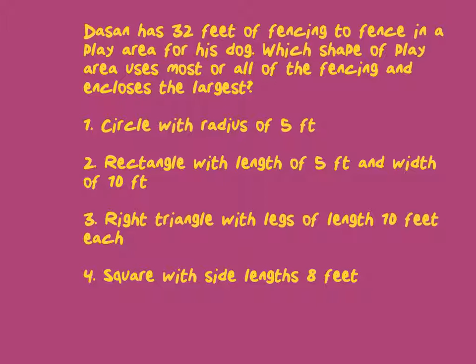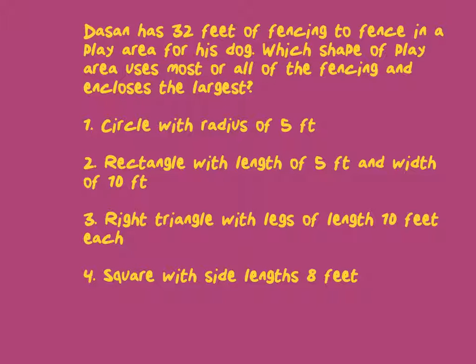Now you get to do the same thing. Dasan has 32 feet of fencing to fence in a play area for his dog. Which shape of the play area uses most or all of the fencing and encloses the largest area? You get to do the exact same thing we just did with these 4 shapes. Find the area, find the perimeter of each of them, and then choose the one that is the biggest. Unpause the video when you're ready to find out.